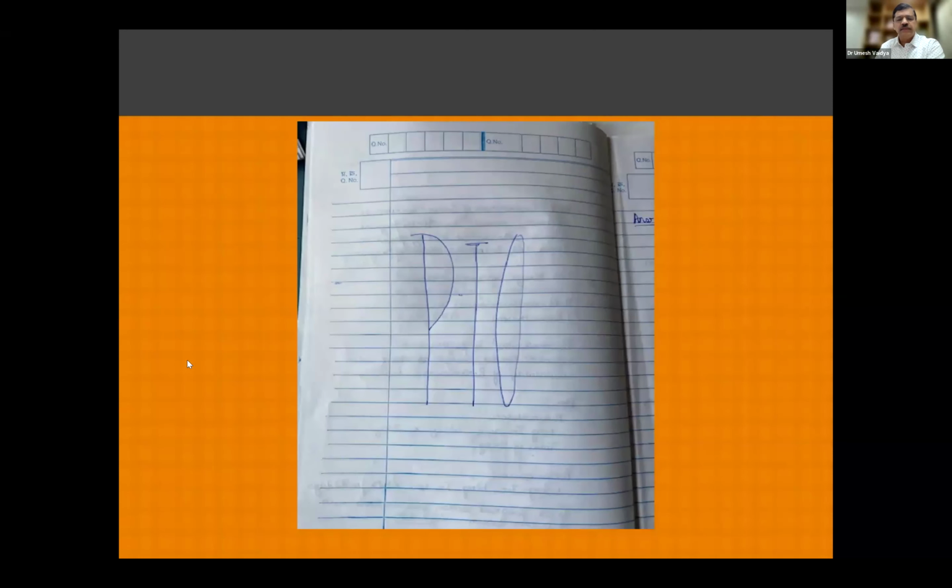Similarly, this paper has unnecessarily left a blank page in between. So you must always see that there has to be a reason to leave, to not leave such blank pages in between.